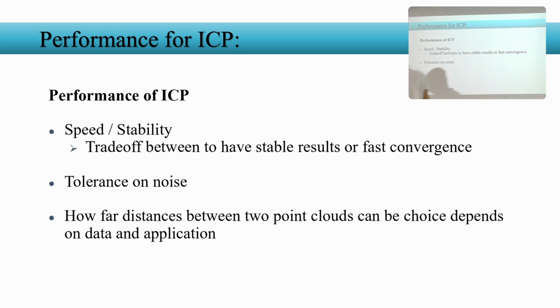But what are the important elements that we need to know about? Performance of the ICP, like speed and stability, is important, with a trade-off between stability and speed. If we use more point clouds, we have a more stable construction, but we lose speed. And tolerance on the noise, how much it is, is related to that, and how far the distance between two point clouds can be depends on the data and application that we have.